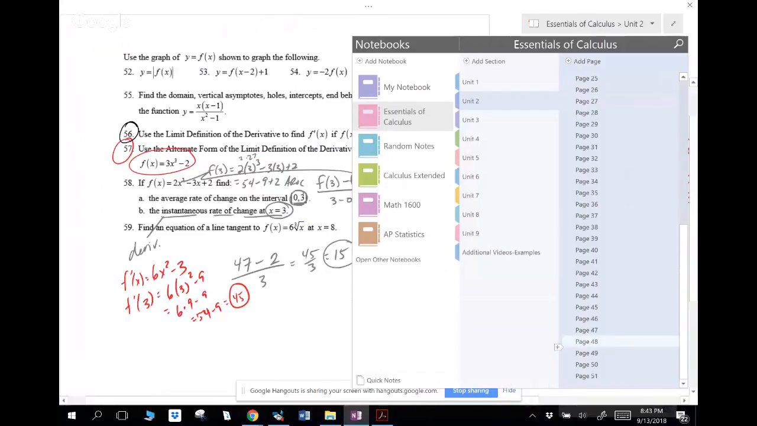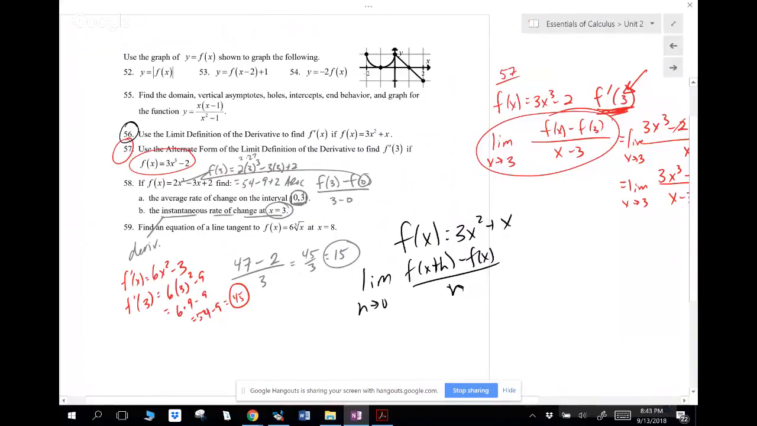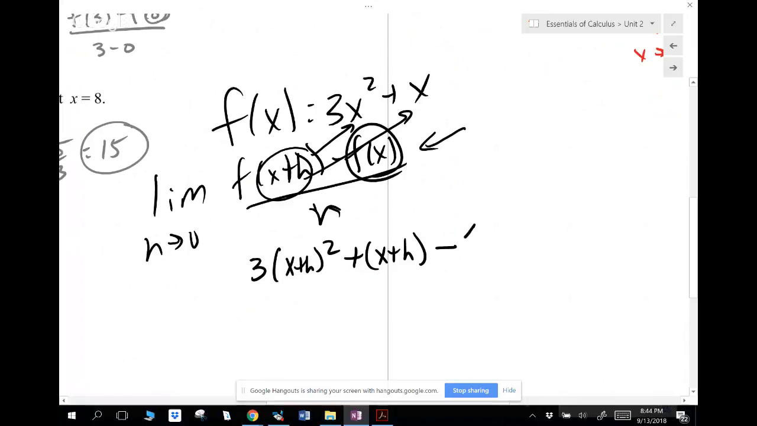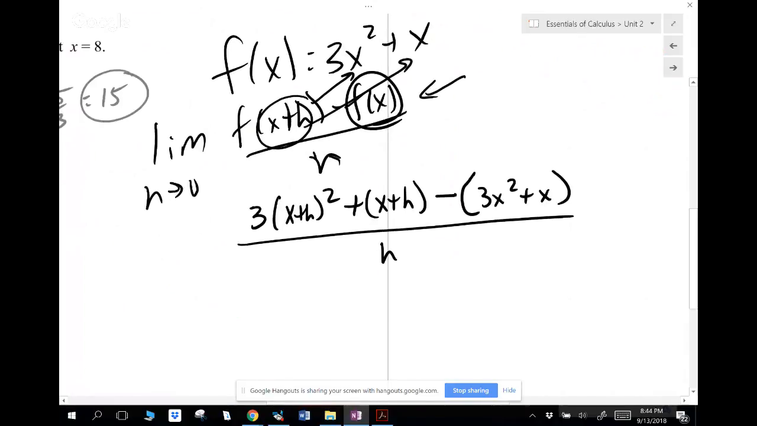All right, what are we looking at? Limit definition. You have to memorize this, guys. There's just no way around it. You just have to memorize things. So we're going to go ahead and do 3 times x plus h squared plus x plus h, minus f of x. Don't forget to put your f of x in parentheses, over h.